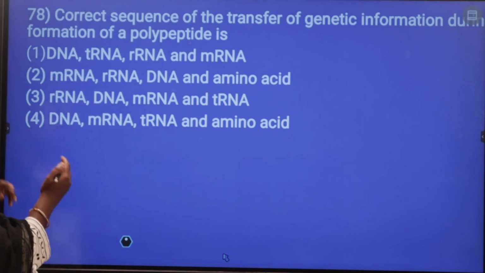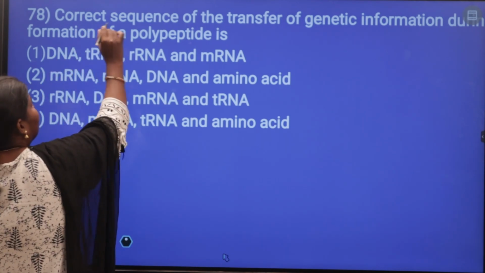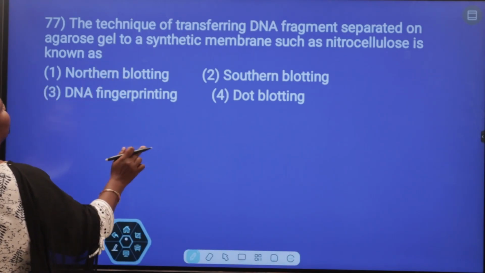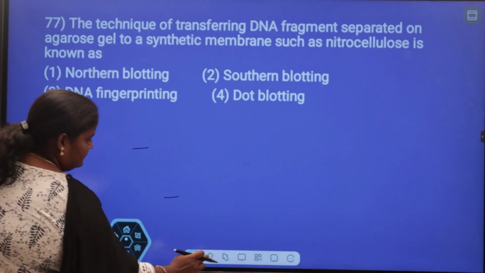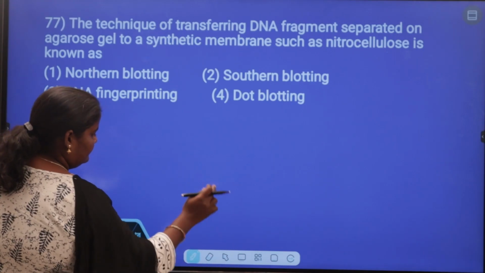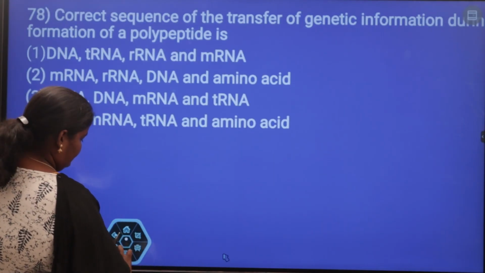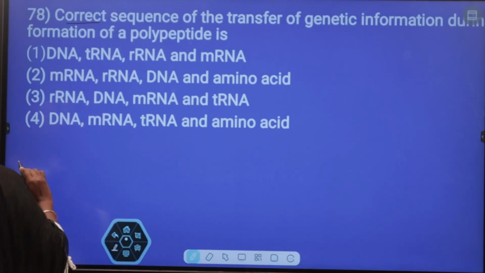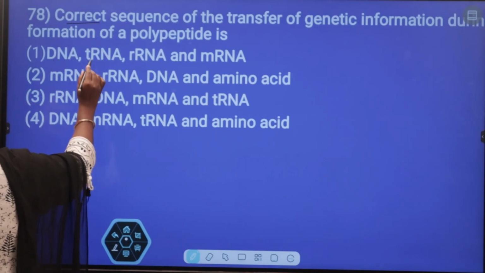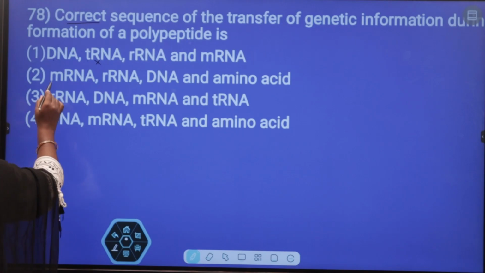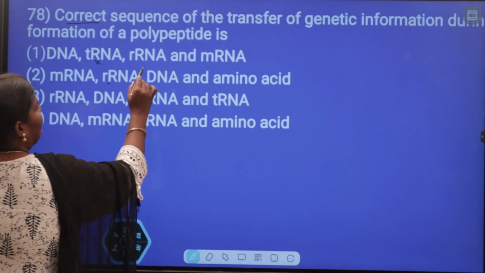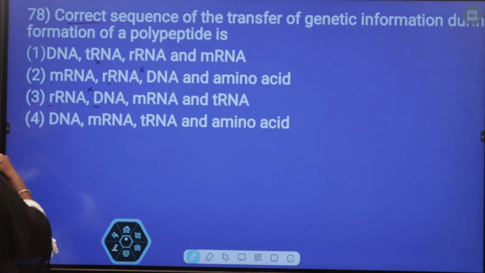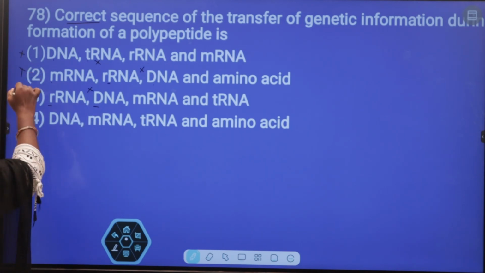So, they are asking to identify the correct sequence. The order is supposed to be proper. After DNA, there is no tRNA. So, the statement is wrong. Next to mRNA and RNA, there is no DNA. So, this statement is also wrong. Next to rRNA, there is no DNA. This statement is also wrong. All these three statements are wrong.